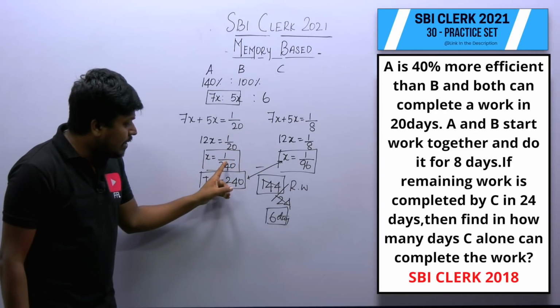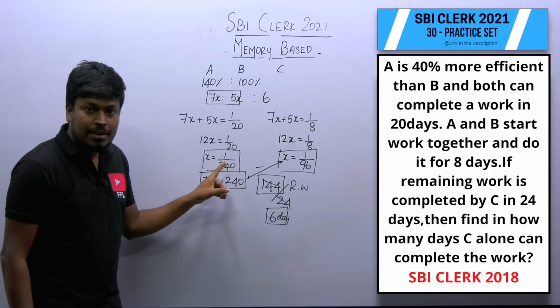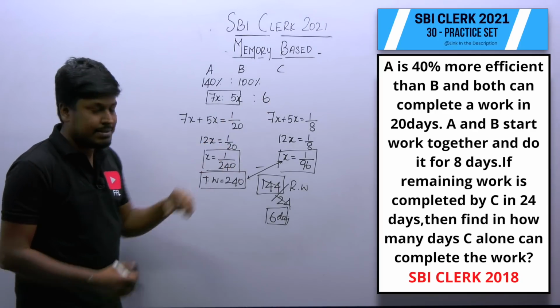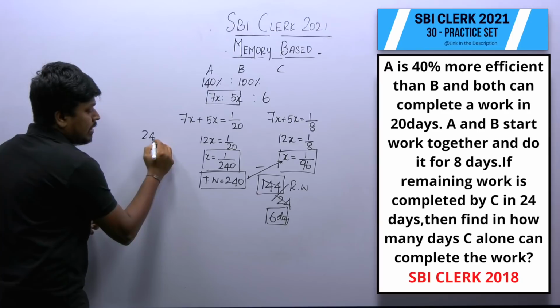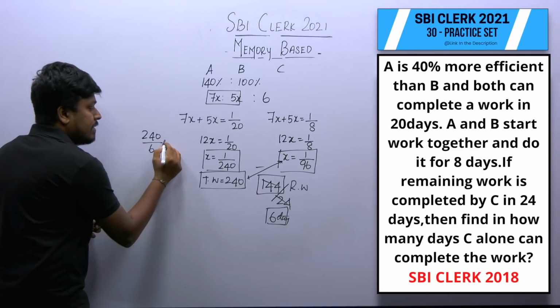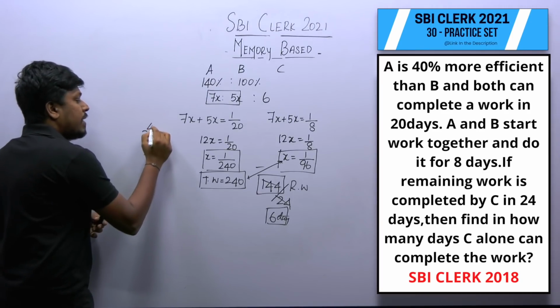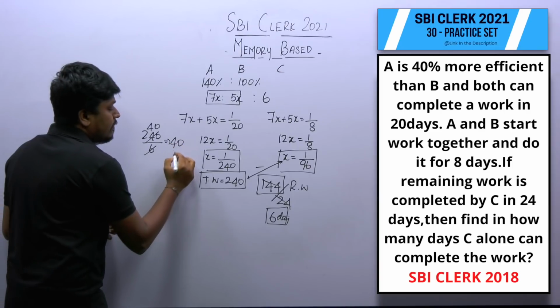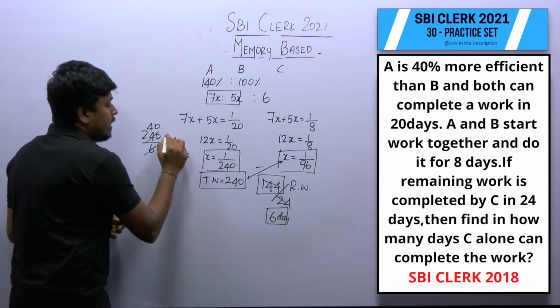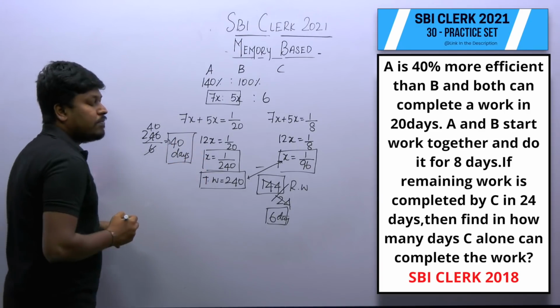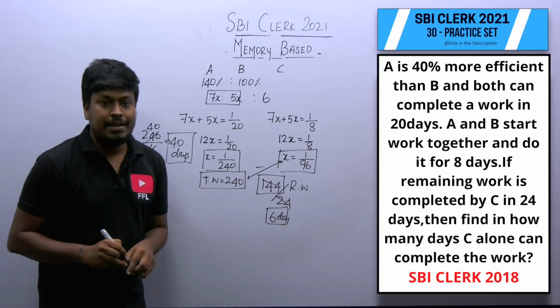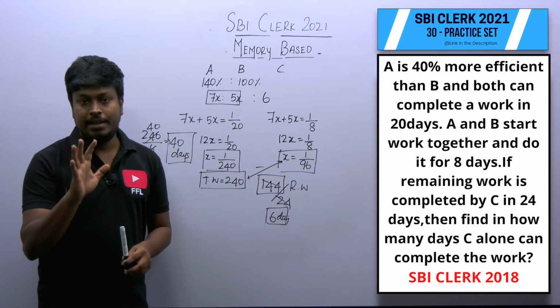What is the total work here? 240 is the total work. What is C's efficiency? 6. So 240 is the total work and C's efficiency is 6. If you divide it, 6 4s are 24, so that is 40. So we can say that C alone can complete the piece of work in 40 days. So the final answer for this question is 40 days.